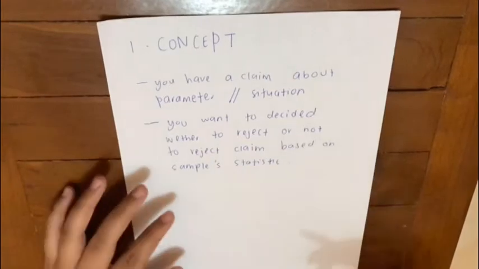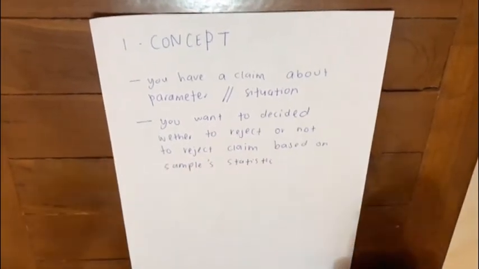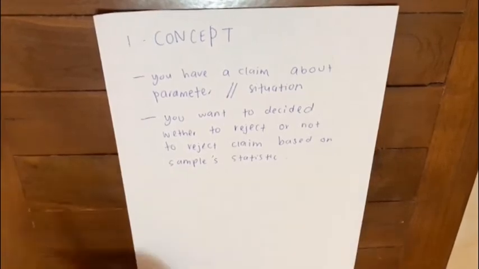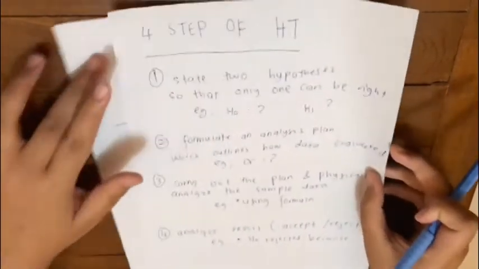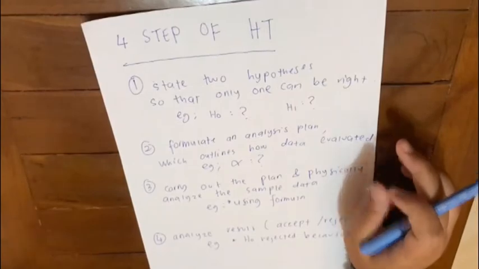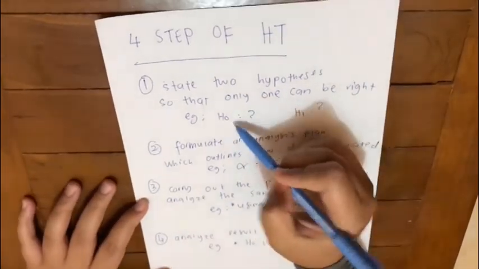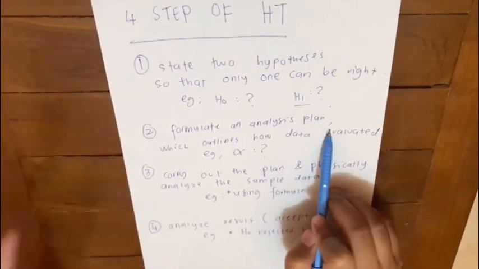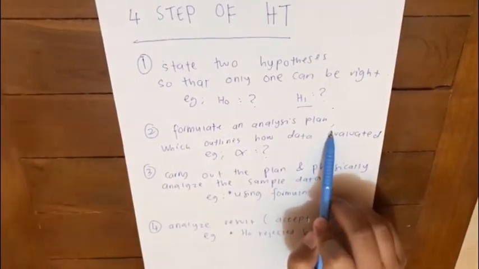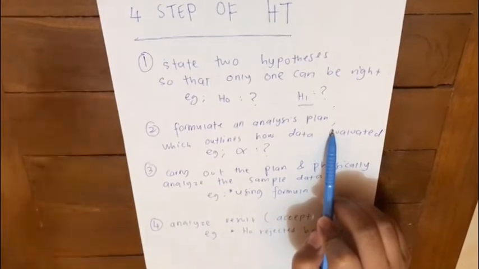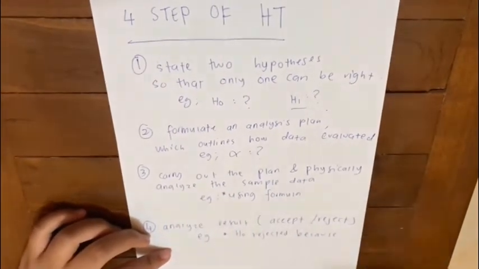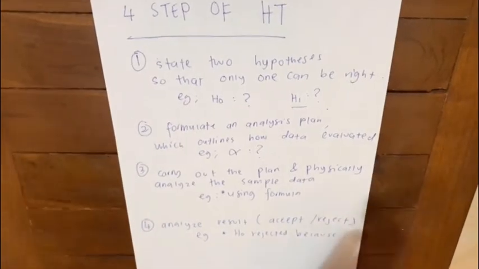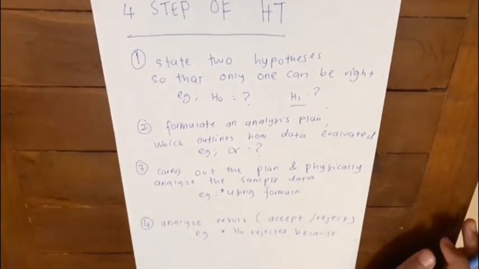Hypothesis testing is when you have a claim about a parameter or situation and you want to decide whether to reject or not to reject the claim based on sample statistics. There are 4 steps of hypothesis testing. The first one is to state 2 hypotheses, which are H0 and H1. The second one is to formulate an analysis plan. This is where we need to look for the alpha value, whether it is Z alpha or T alpha. The third one is to carry out the plan and physically analyze the sample data. This is where we use the formula. And the last one is to analyze the result, whether we accept or reject our hypothesis.